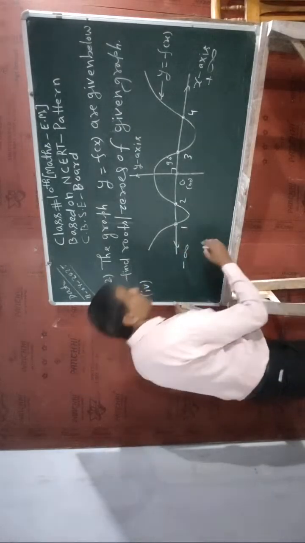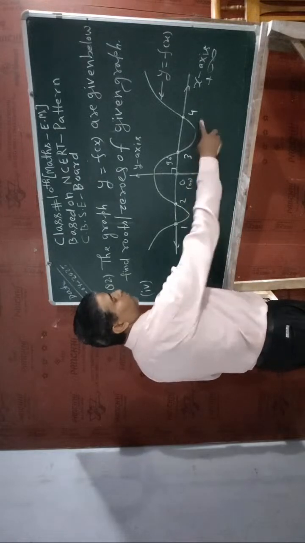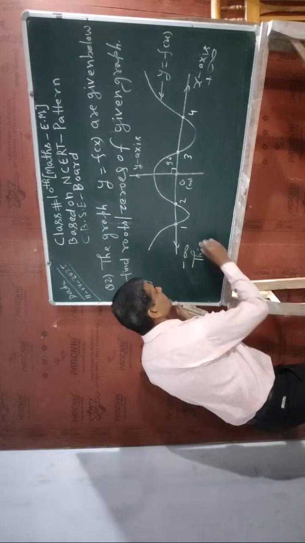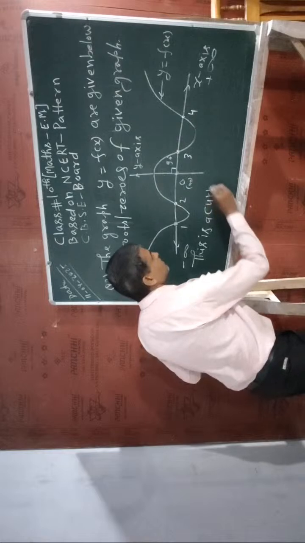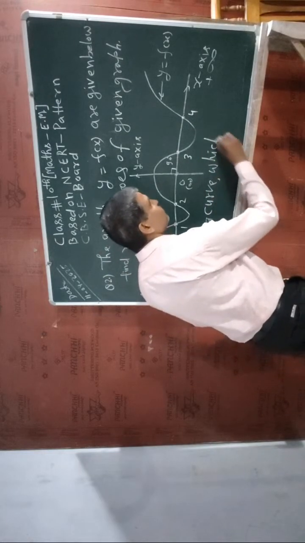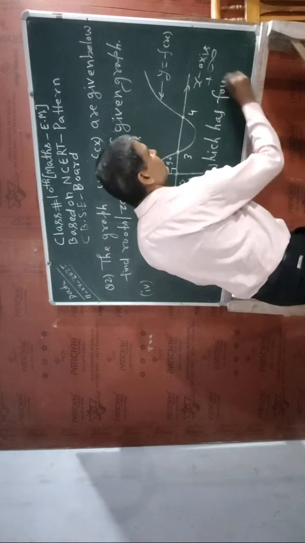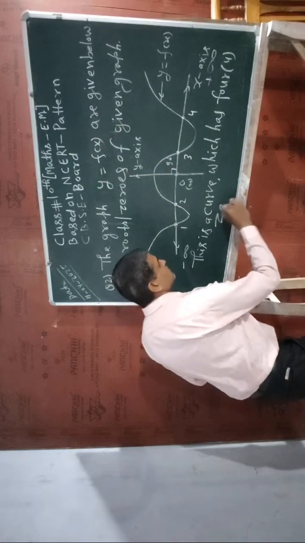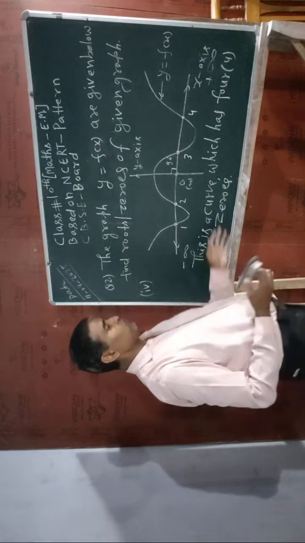This is a curve which has 1, 2, 3, 4 zeros. This is a curve which has four zeros.